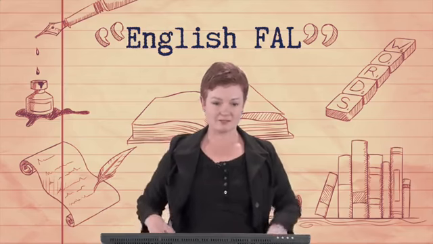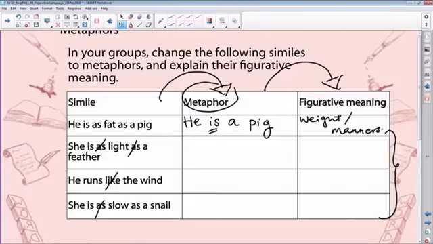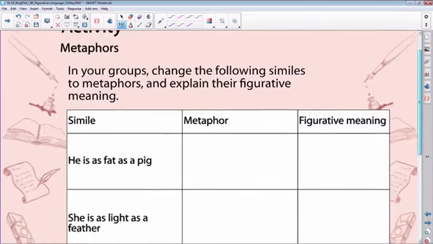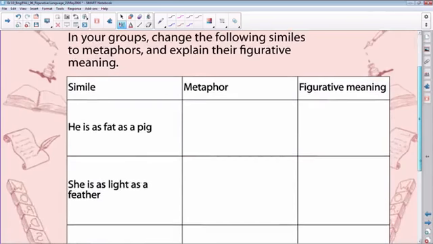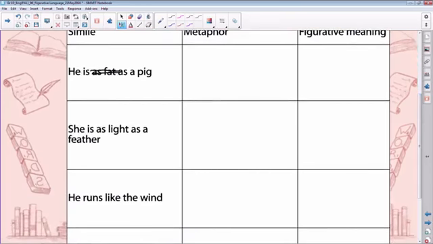Okay, welcome back. Let's have a look at what you worked with in this table. We had first, he is as fat as a pig, and we chatted through that one, and we said the metaphor would be he is a pig. So what did you say for the second one? She is as light as a feather. You need to get rid of the as, and there you could say she is a feather. That would be your metaphor.